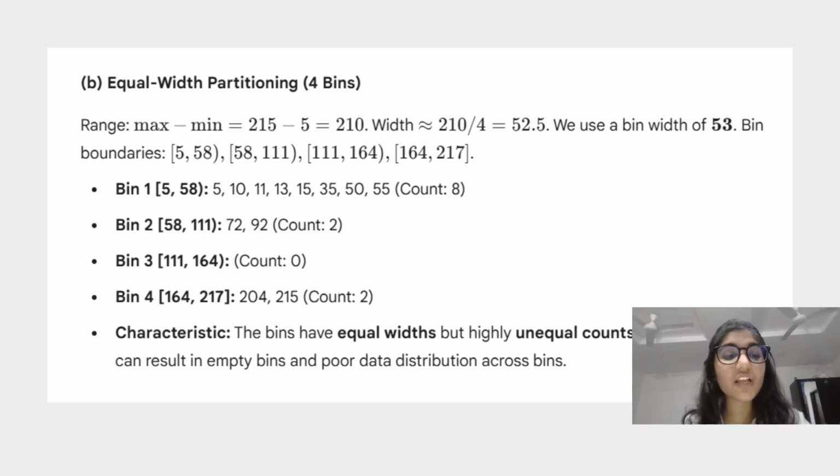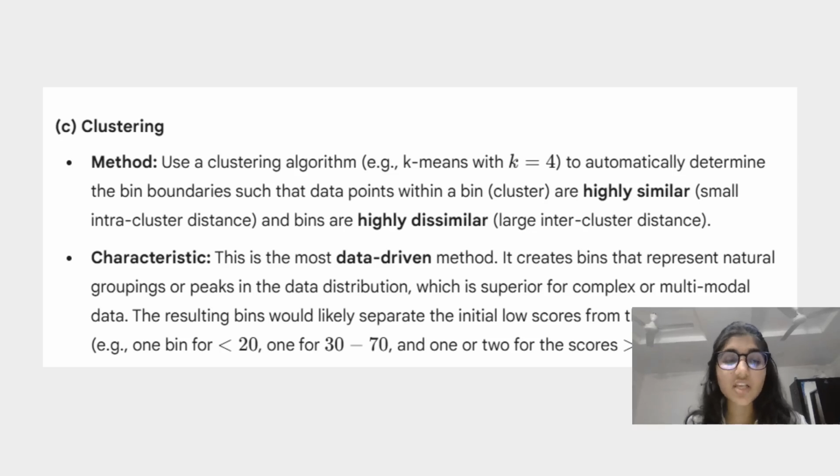So in this way, when we calculate the bin values, bin 1 has count 8, that means 8 values. Bin 2 has count 2, bin 3 has 0, and bin 4 has 2. So the bins have equal widths but highly unequal counts. This is simpler but can result in empty bins and poor data distribution across bins. Now the C is clustering.